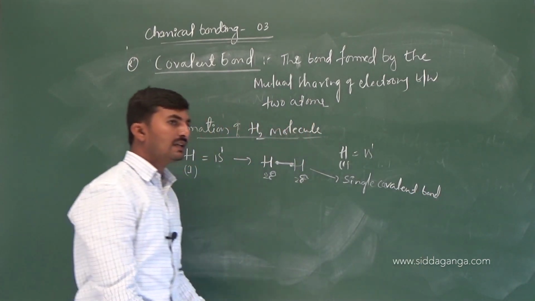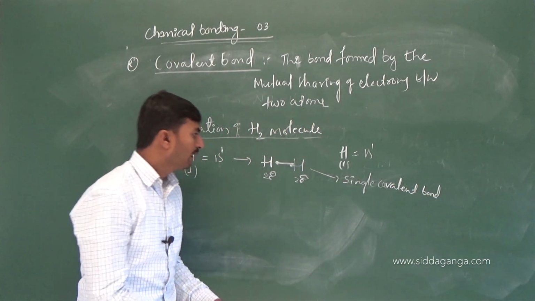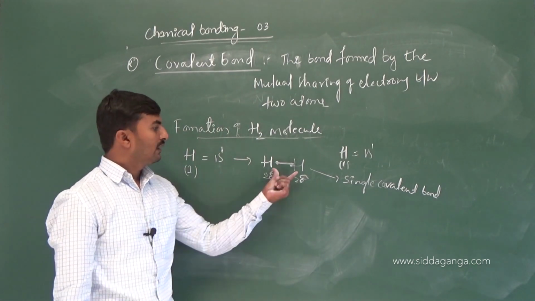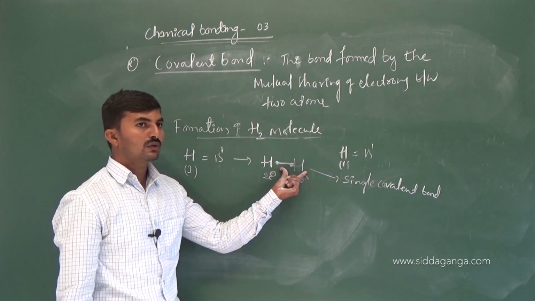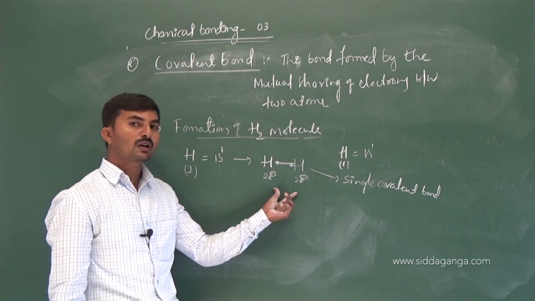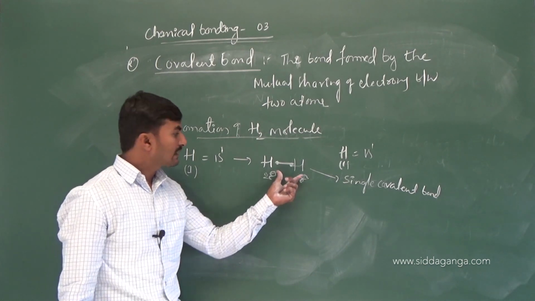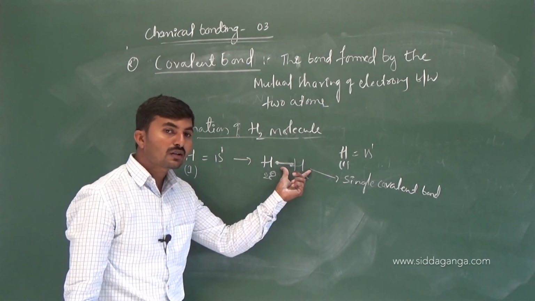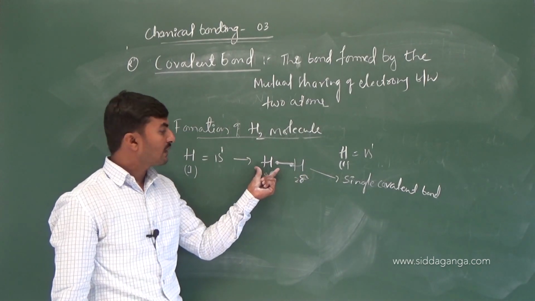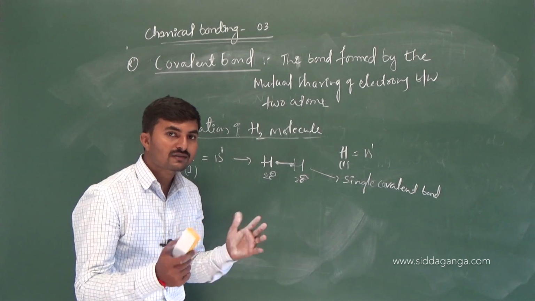Okay, now we said there are two types of covalent bond: polar covalent bond and non-polar covalent bond. And this molecule, hydrogen molecule, which one does it belong to? Whether it belongs to a polar covalent bond or a non-polar covalent bond? Yes, it belongs to non-polar covalent bond because the electronegativity of both hydrogen atoms is the same.